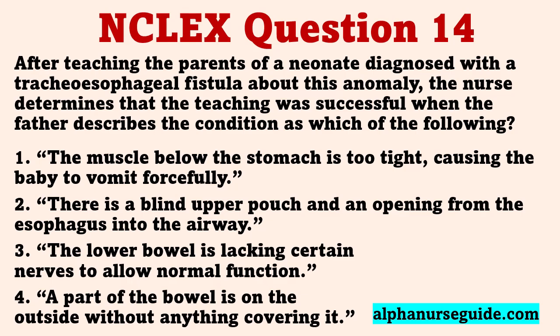A aganglionic megacolon is a lack of autonomic parasympathetic ganglion cells in a portion of the lower intestine. Gastroschisis occurs when the bowel herniates through a defect in the abdominal wall and no membrane covers the exposed bowel.